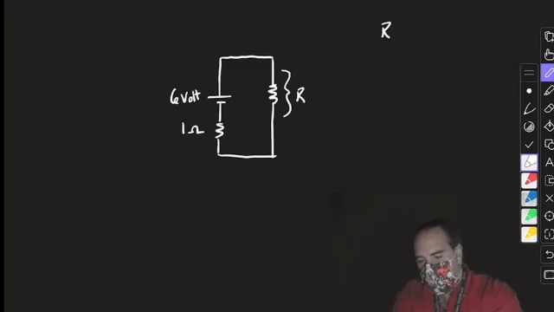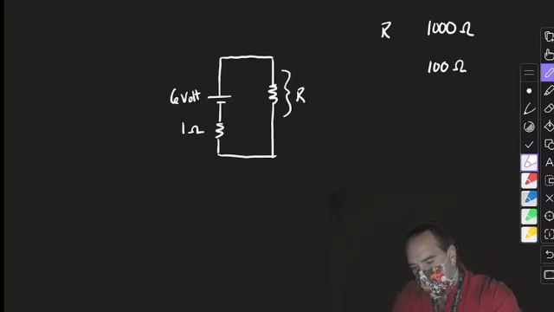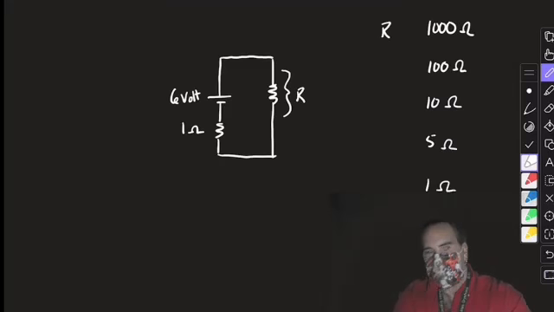For this resistor, we're going to start with a resistance of 1,000 ohms, then 100 ohms, then 10 ohms, then 5 ohms, then 1 ohm. So we're going to replace this resistor 4 times. Each time, I would like you to determine what the voltage is across that resistor in this ideal circumstance. I'll do the first one.